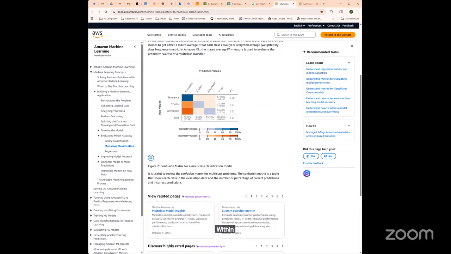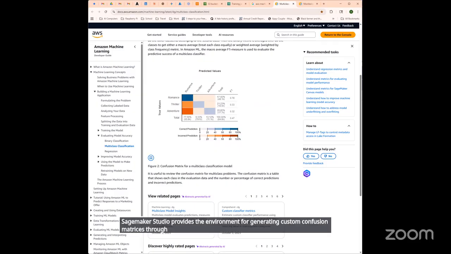Within AWS, SageMaker Clarify and Model Monitor can track and display these performance metrics. SageMaker Studio provides the environment for generating custom confusion matrices through Jupyter notebooks using standard Python libraries.